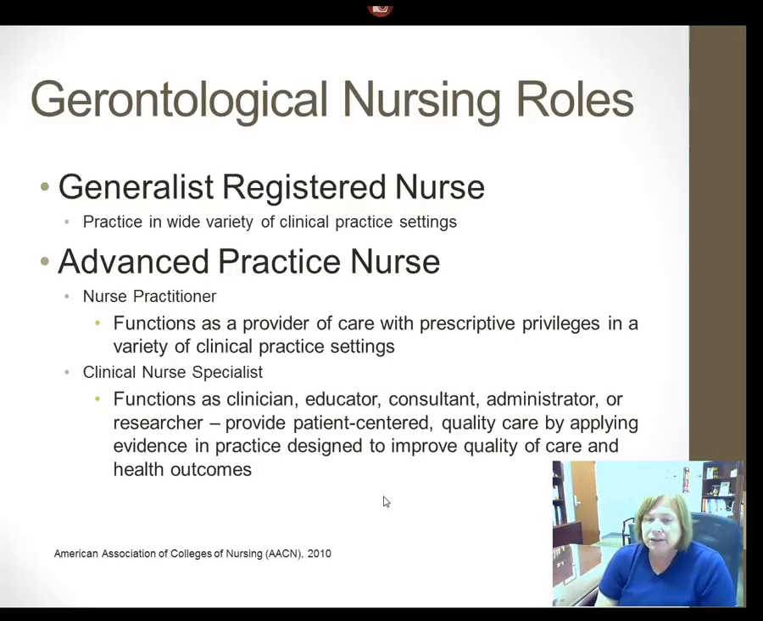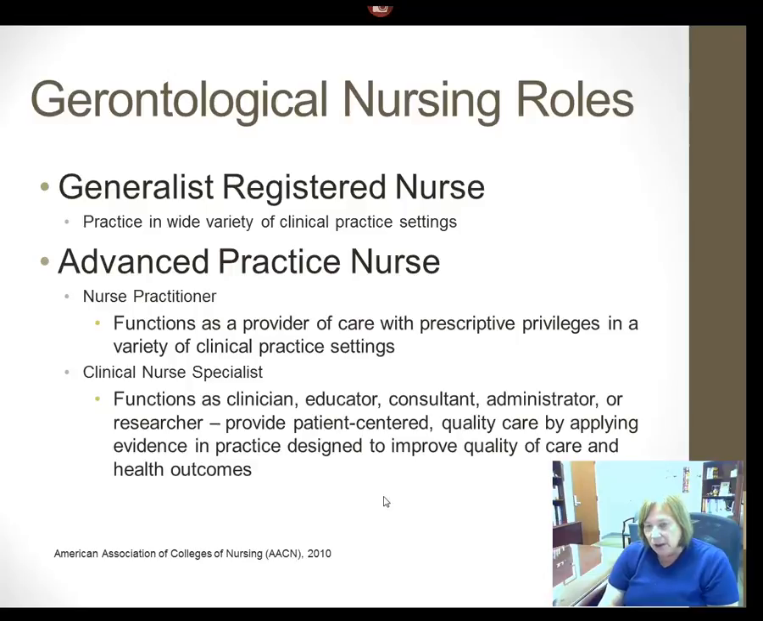Then you have the clinical nurse specialist, who is also master's prepared, and they are functioning more as a staff educator of nurses or ancillary employees. It could also be a consultant on the care and being called in to evaluate the care of older adults. Again, there's patient-centered teaching, and they use a lot of evidence in getting their practice care standards up to the expected level by the standards of care that we talked about a few minutes ago.